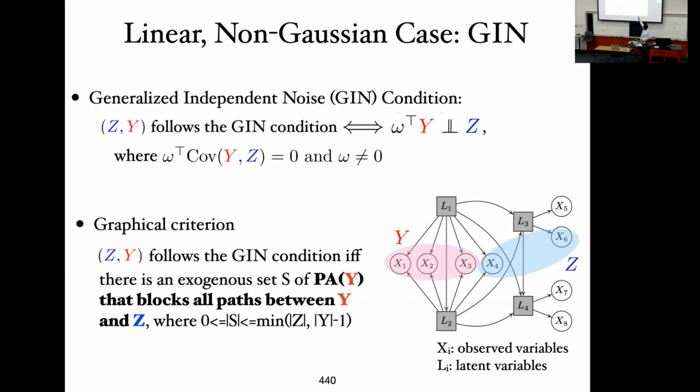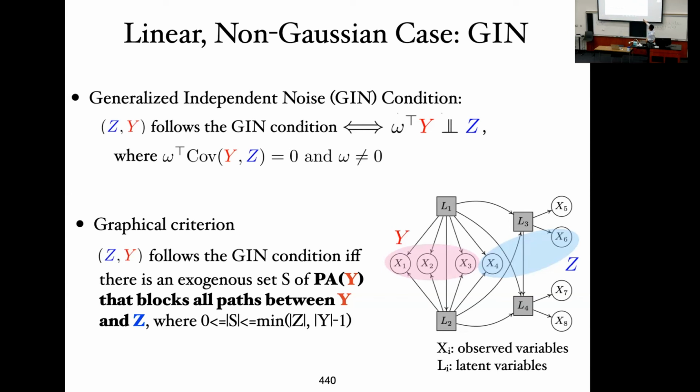Why can we do so? It's because if they are independent, they must be uncorrelated. By making sure they are uncorrelated, you can find the value of W, and then you can see whether they are really independent. Okay, so that's the idea. And there is also a graphical condition, which I just mentioned.